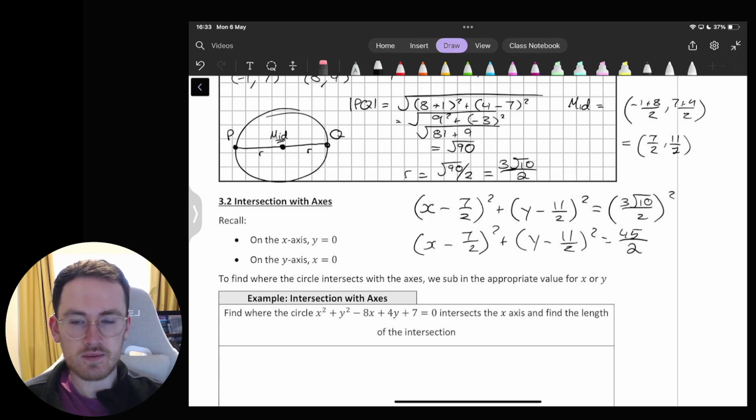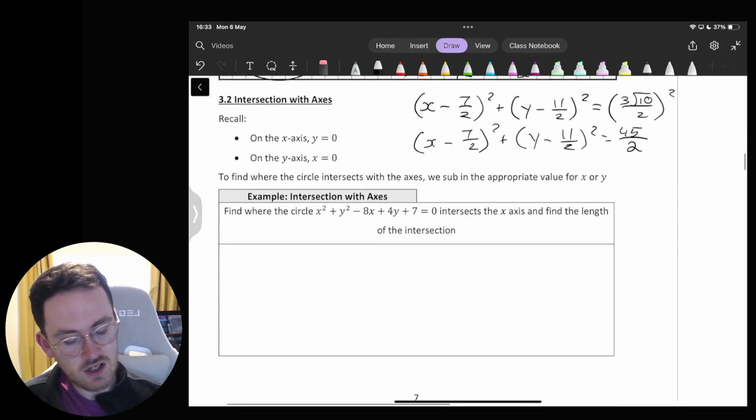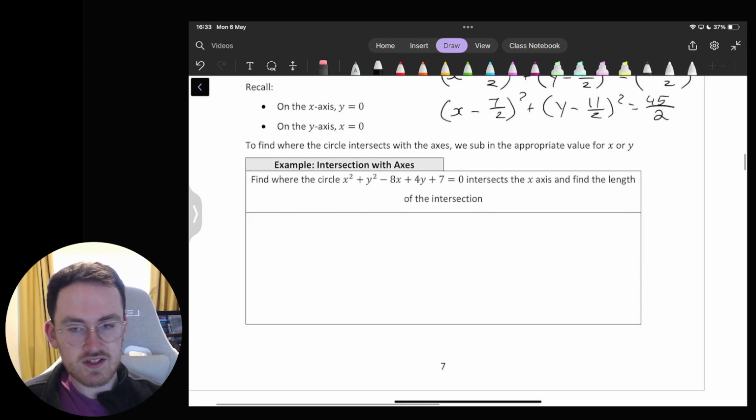This is something that we probably get into in a little more detail a bit later, but reminding ourselves that on the x-axis y is always equal to 0, on the y-axis x is equal to 0, so that's a comparison between the two and the fact that they're nearly opposites. So how do we use that? We want to find where the circle intersects with the axes. We're going to sub in the appropriate value.